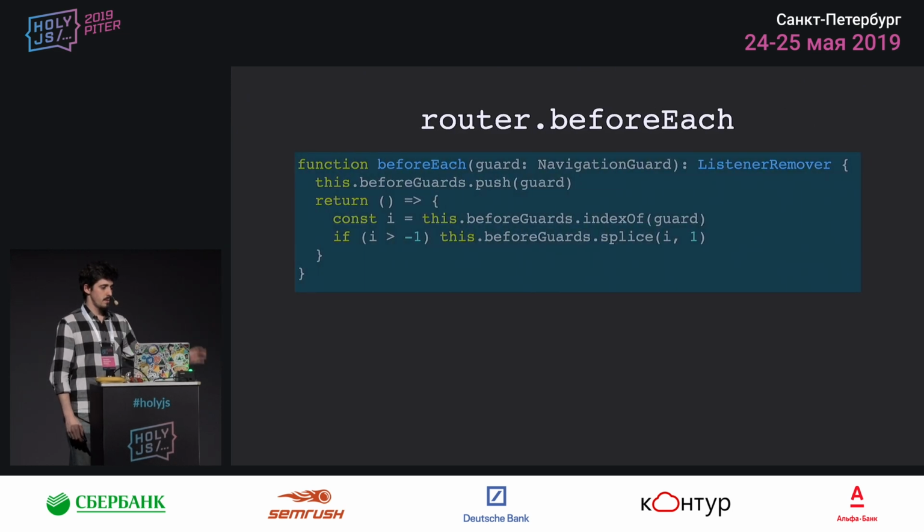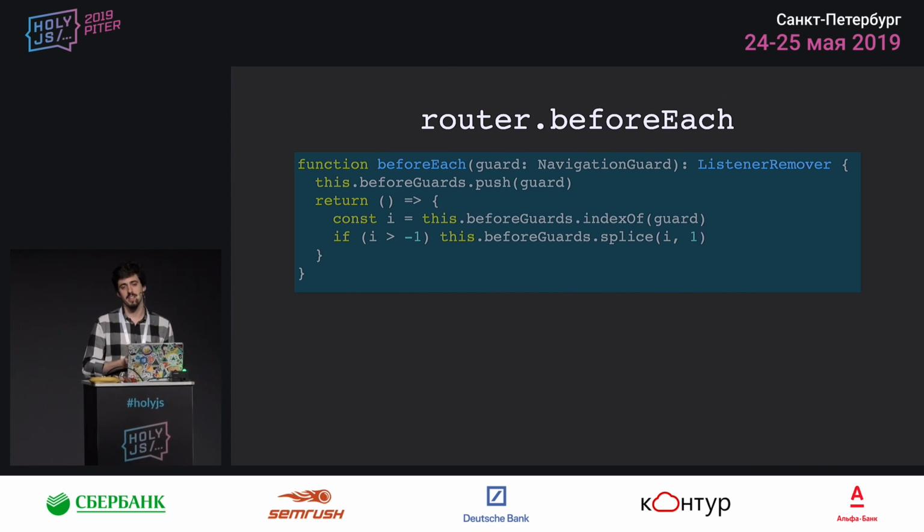So this is the code that we have for the function beforeEach in the router class. We are pretty much pushing the guard into an array and then just returning a function to remove it, like a remove event listener or something.